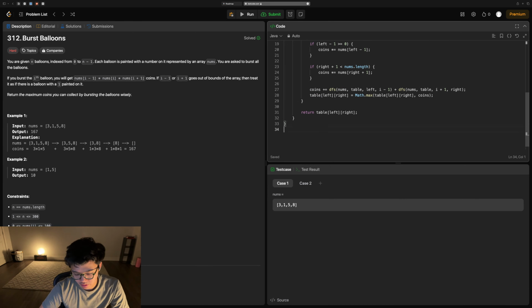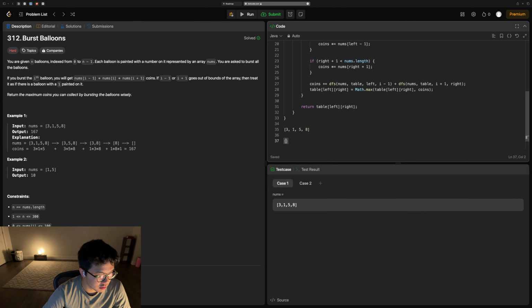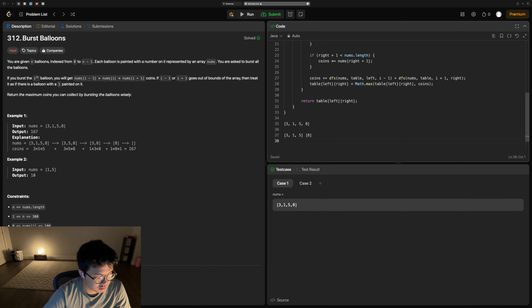So if we visualize it, 3, 1, 5, 8, it'll be 3, 1, 5, and 8. Eight by itself, then it's 3 and 1 and 1 by itself. Right. Oh no. Let's run that back.